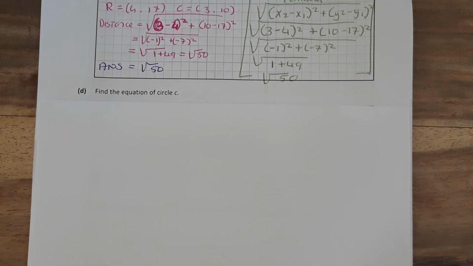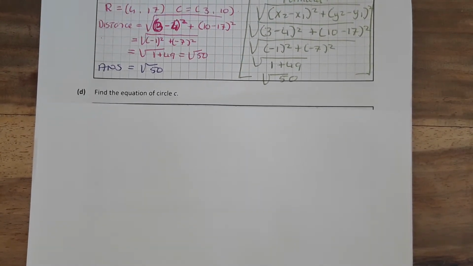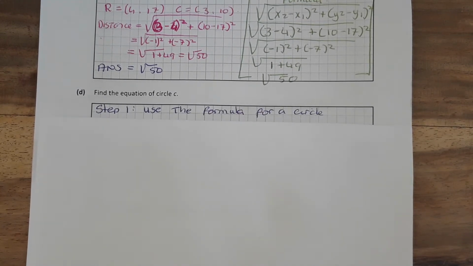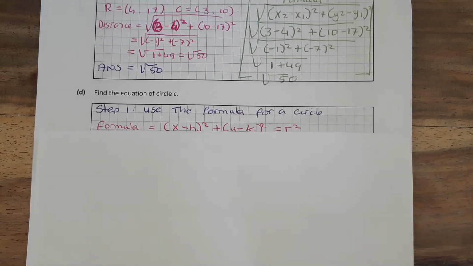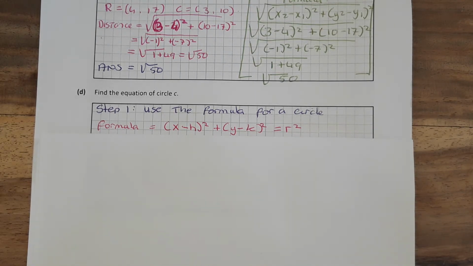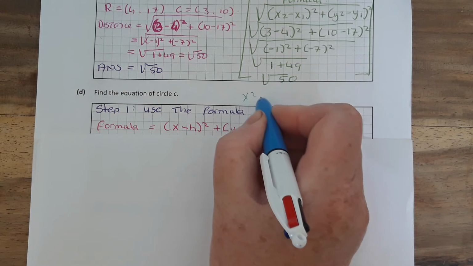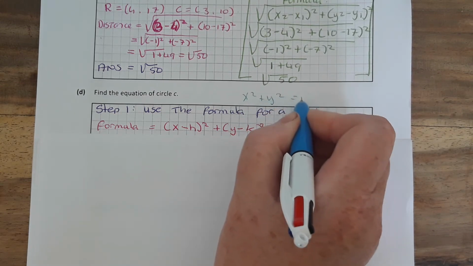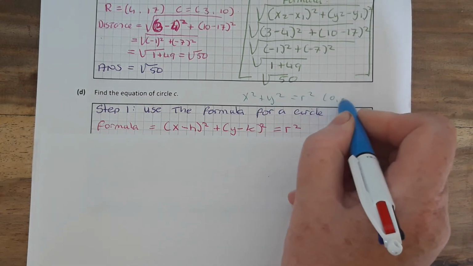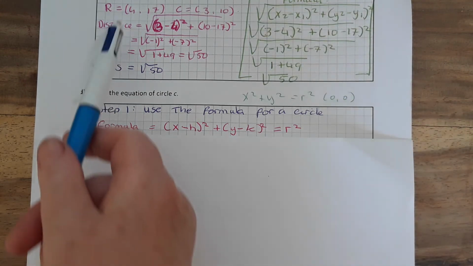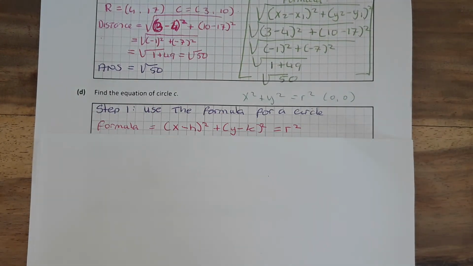Okay, so now find the equation of the circle C. So for this you have to use the formula for a circle, and the formula you'll get in your formula tables. And this is for a circle with centre h, k. That means the centre is not 0, 0. If the centre is 0, 0, then the formula you use is x squared plus y squared equals r squared. That's with the centre 0, 0. But this, we know our C is 3, 10, so it's not 0, 0.